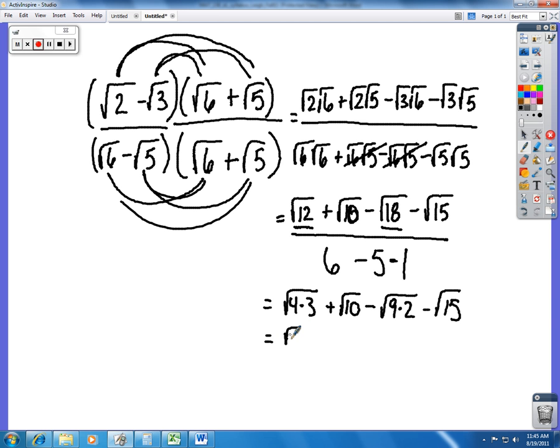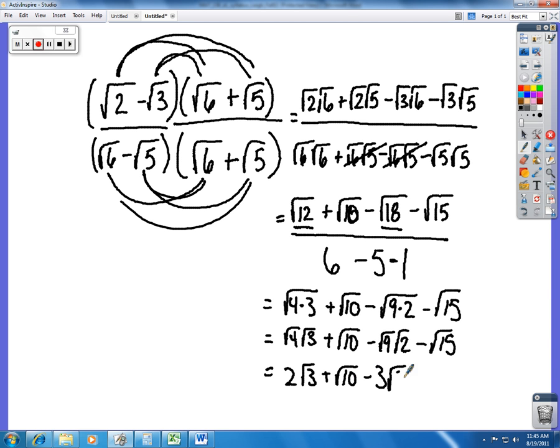So this becomes square root of 4 times the square root of 3 plus the square root of 10 minus the square root of 9 times the square root of 2 minus the square root of 15. Again, this simplifies down to 2 root 3 plus root 10 minus 3 root 2 minus square root of 15.